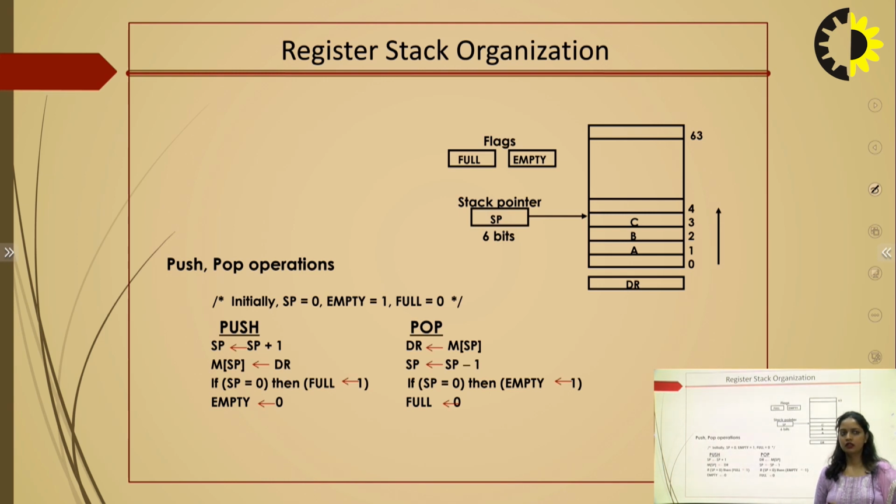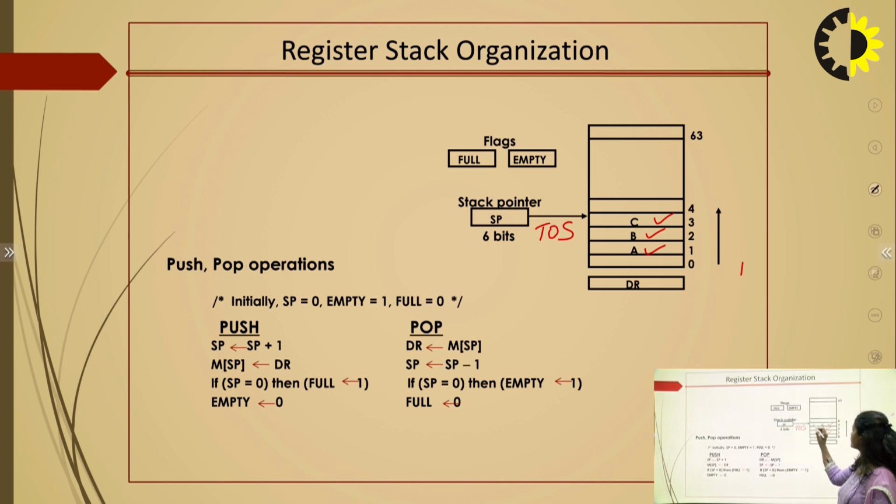Now in the register stack organization scheme, again we have certain addresses labeled with your stack, and this is some register, a 63-bit or we can say 64-bit register, and here we have addresses from 0 to 63, and we have to insert content A, B, C into the stack, or we have to remove this content A, B and C from the stack. Again we have a stack pointer which is pointing to the top of the stack.